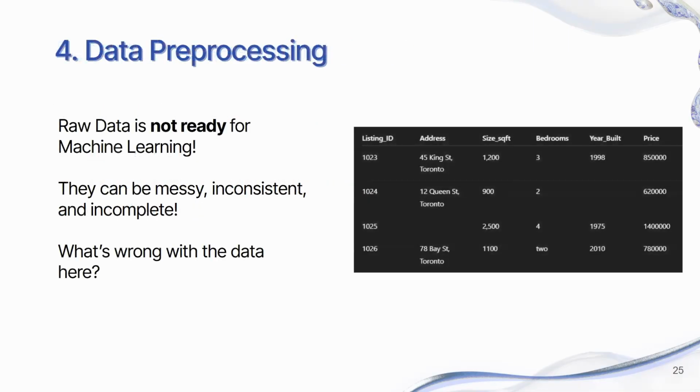So, data preprocessing. Like I said before, raw data is not ready for machine learning. It can be very messy, inconsistent, and incomplete. So, can someone tell me what is wrong with that data set there?